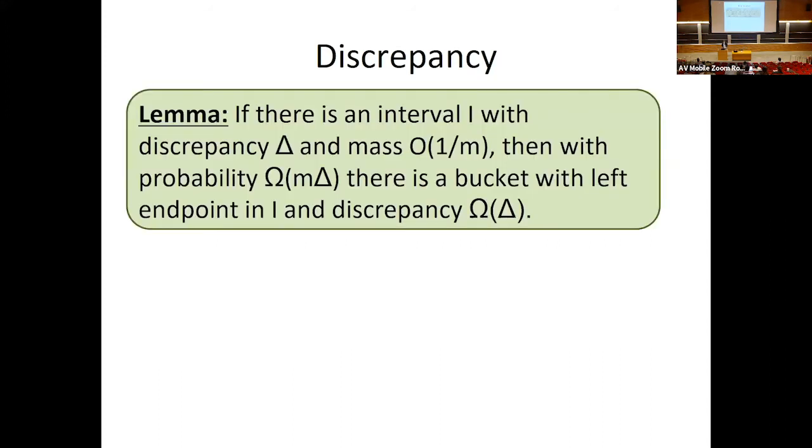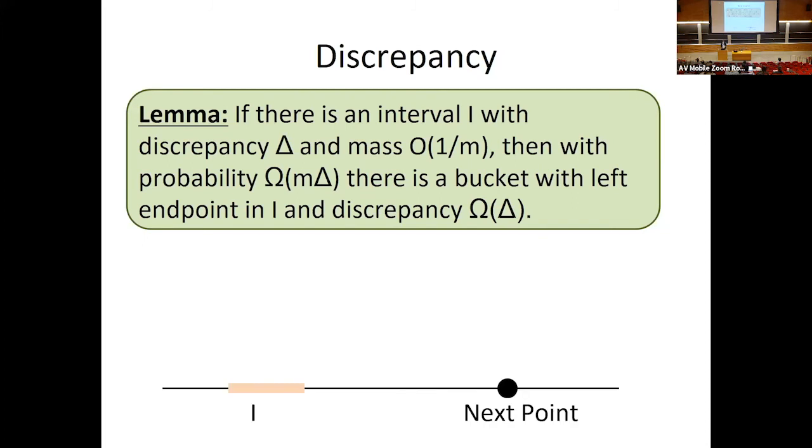And the lemma is the following. If there's some interval I in our partition with discrepancy delta and total mass 1 in M, then with probability omega of M times delta, there is a bucket whose left endpoint lies in this interval I and captures a discrepancy of omega of delta. Now, how do we show that?